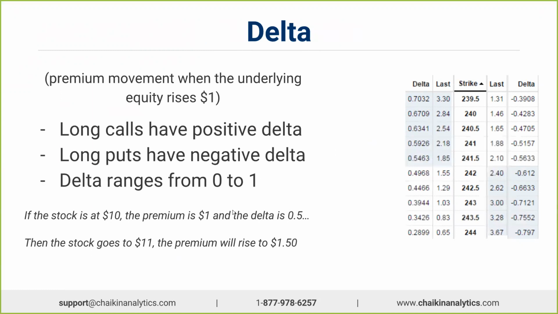Puts have negative delta because if the stock goes up, puts are bearish bets, so they actually will lose money. Premium will go down. So in this case, if the stock is at 10 and the premium is 1, the delta is a half. When the stock goes to 11, the premium will rise to 1.50.